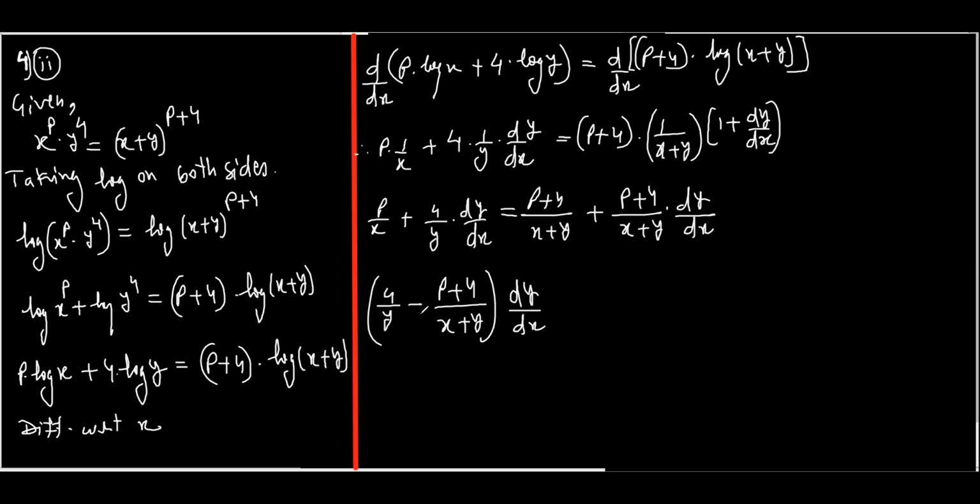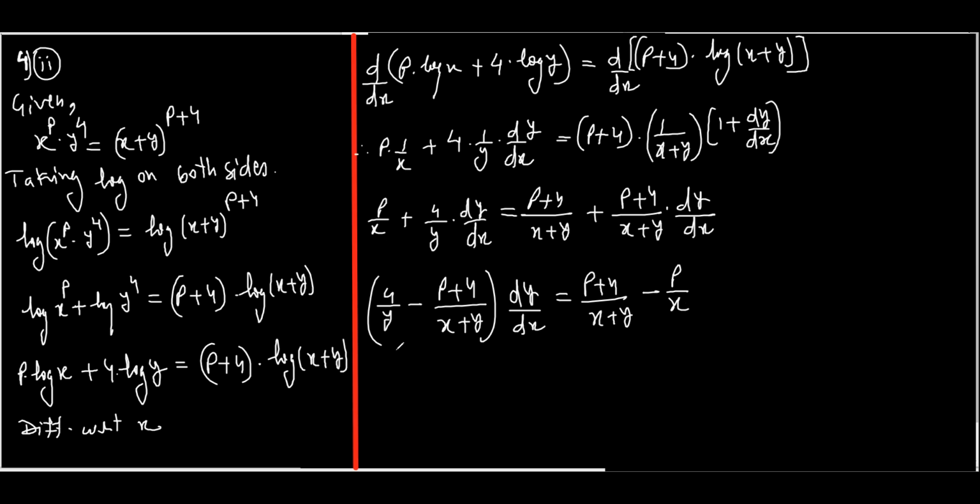And why this negative sign? Because when this goes to the left, it turns negative. And on the right, I get p plus 4 upon x plus y, minus p upon x. This goes to the right, minus p by x.